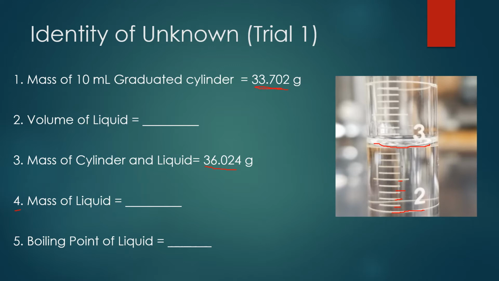So we're going to take the mass of 36.024, which has the cylinder and the liquid in it, and subtract out 33.702 from it, because that's the mass of just the cylinder itself. So when we subtract those two, what we're doing is we're taking out the mass of the cylinder, and we're going to be left with just the mass of the liquid.